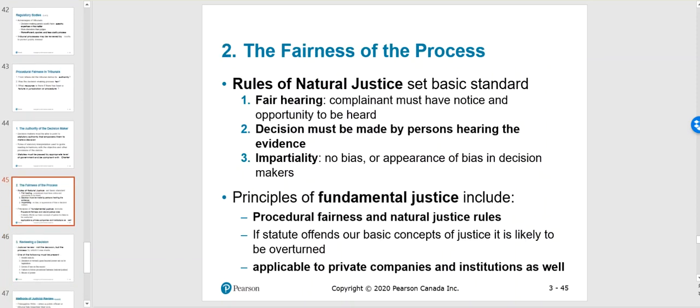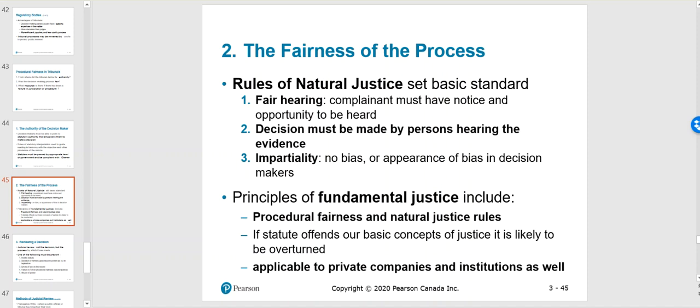And then the fairness of the process. This is very important. Why? Because all tribunals and regulatory bodies have to comply with fairness. They have to comply with what is called the rules of natural justice. Those rules are understood as a fair hearing. The decision has to be made by the person who heard the evidence, and the whole process and the decision has to be impartial. So courts can change the decision of a tribunal or regulatory body if they find that there were errors complying with the rules of natural justice.